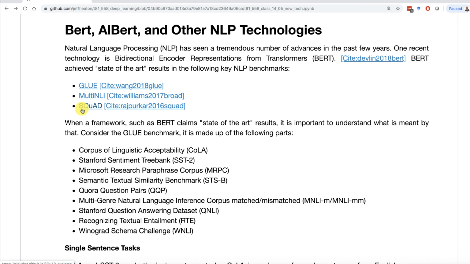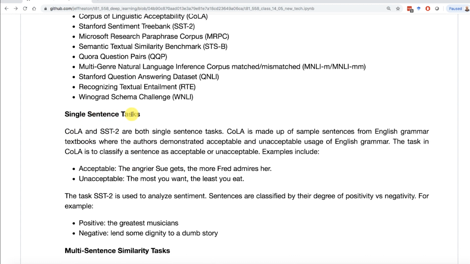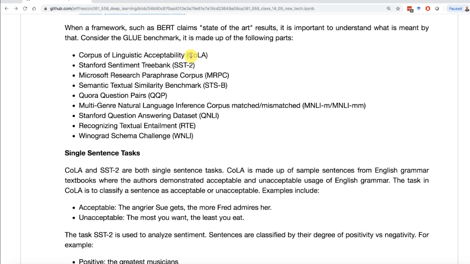Now, if you look at GLUE, GLUE is a collection of metrics. And each of these tests that you have here tests something different about natural language processing. So let's look at the single sentence tasks. That is CoLA and SST-2. These are the first 2.